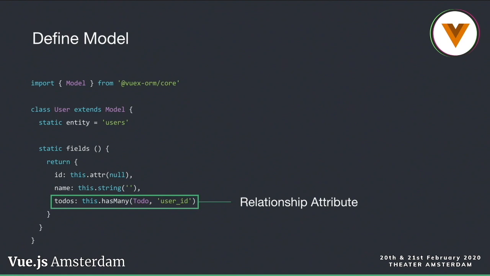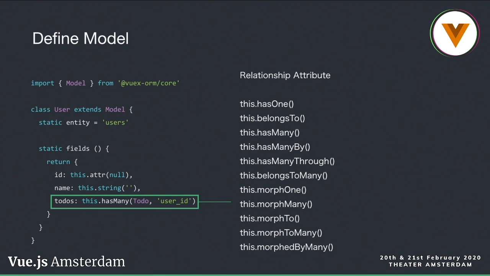So the next one is relationship attributes. In this case, a user has relationships to do, with this has many relationship. And we have a bunch of relationship types. So we have has one, belongs to, has many, belongs to many, which is many to many relationships. And we even have polymorphic relationships, so you can do morph one, morph many.